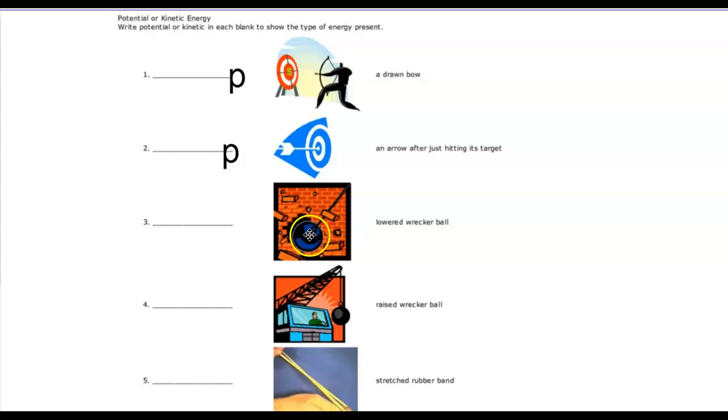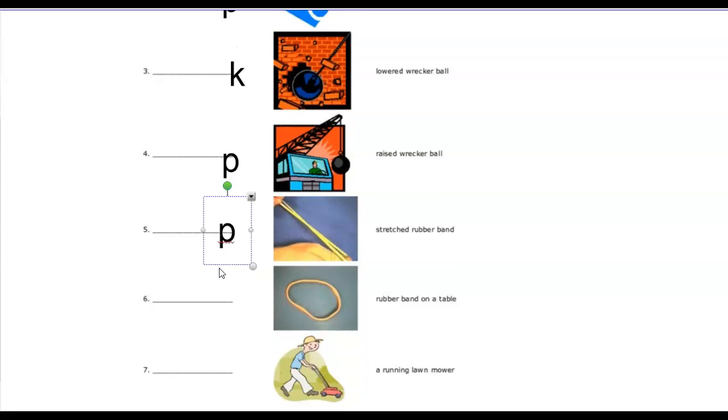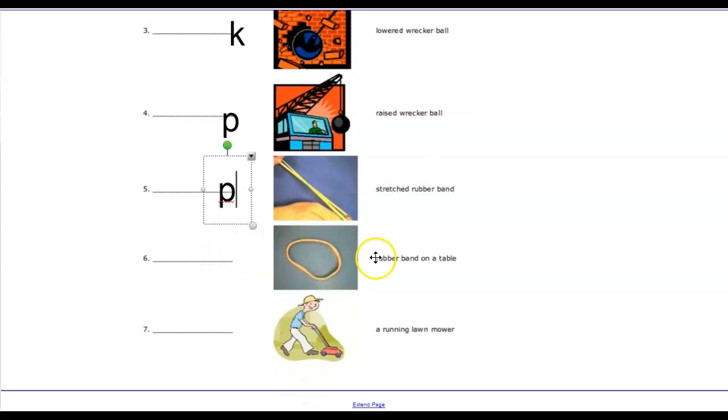Here's one, crashing through the wall. Now that is definitely showing quite a bit of kinetic energy. The raised wrecking ball is not moving, but it has a lot of potential energy. A stretched rubber band has plenty of potential energy. As it flies through the air, it has kinetic. As it comes to rest on the table, no movement means no kinetic energy. Back to potential. Running lawnmower, of course, all those moving parts are kinetic.